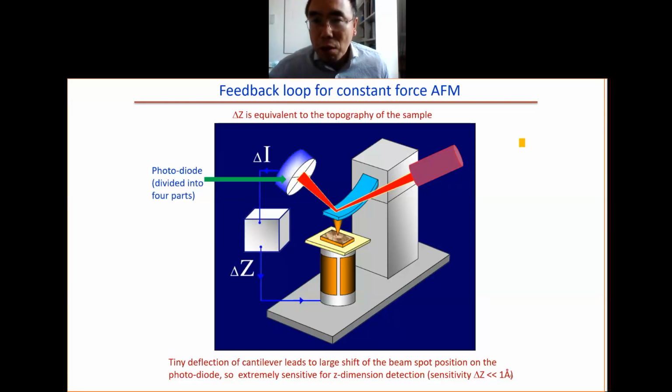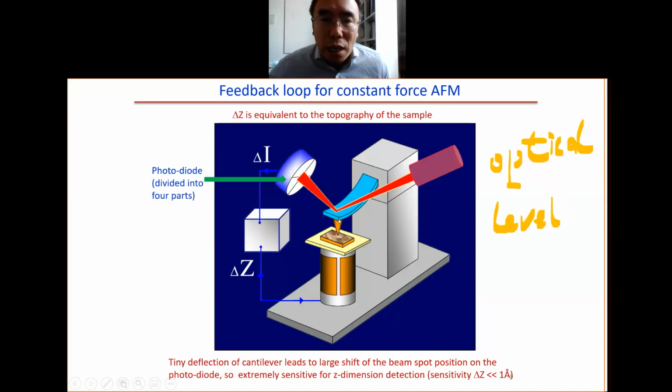There's a name for it. It's called the optical lever. This is a cantilever, and this is also called the optical lever. So a tiny change can be detected. The accuracy is much better than 1 angstrom. So this is very accurate. The problem is that this is bulky. You need a laser beam, you need a photodetector, and this is bulky.